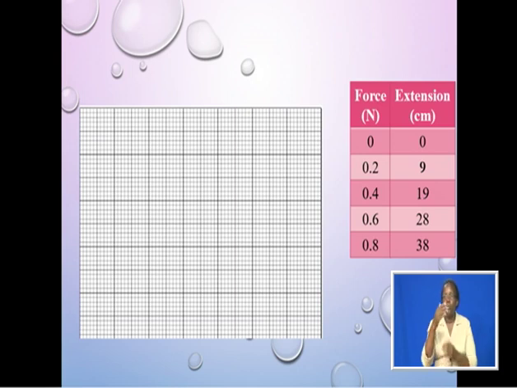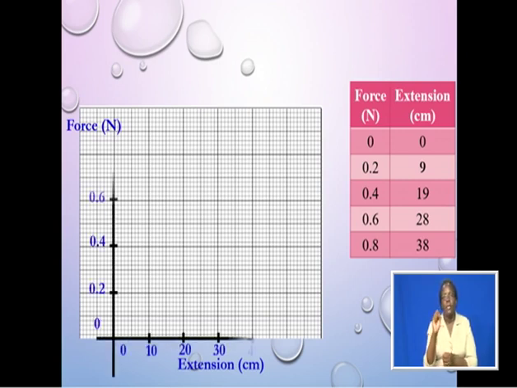And with that, you can see we have 0 and 9 and 19 and 28 and 38. So armed with this, we need to now plot the graph. On the y-axis, we are going to have the force. On the x-axis, we are going to have the extension. And we are going to have our axis.